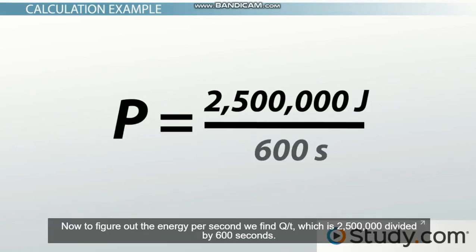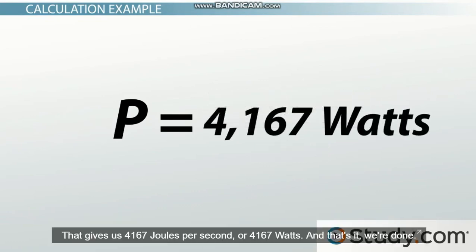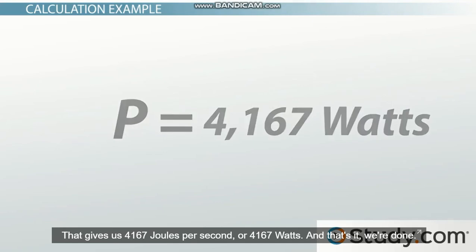Now to figure out the energy per second, we find Q over T, which is 2.5 million divided by 600 seconds. That gives us 4,167 joules per second, or 4,167 watts. And that's it, we're done.